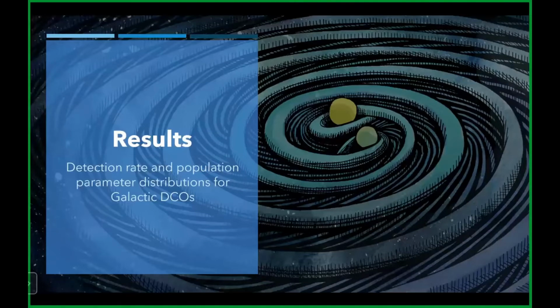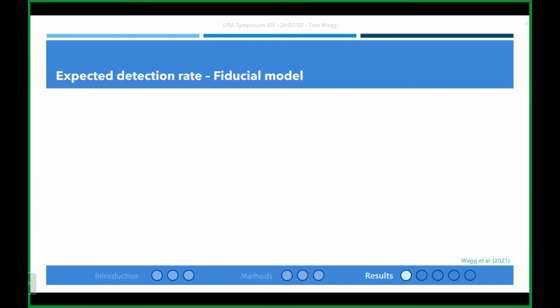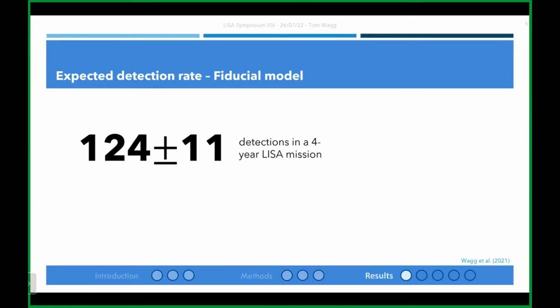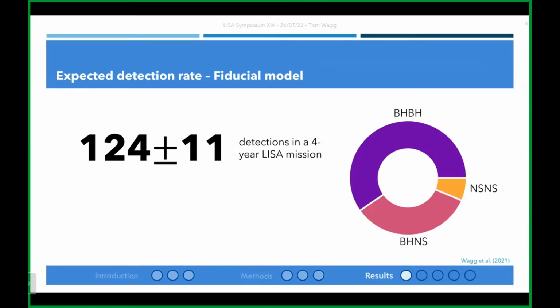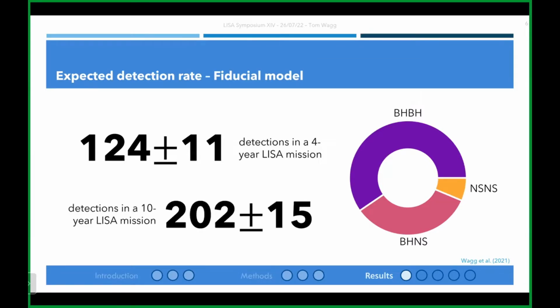Now I can show you a bit about what we've seen. The first thing I think everyone likes to see is, what's the number? We estimate that for our fiducial model, because we've got 20 different physics variations, this is just for our fiducial model, we'll get about 120 detections in a 4-year LISA mission. And they're distributed roughly like this. The majority are binary black holes, you've got quite a lot of black hole neutron stars, and then just a smidgen of double neutron stars sprinkled with the rest. In a 10-year mission, if we extend it, we'll find about 200 detections. The scaling that you're seeing there is the usual: it scales with the square root of the observation time.